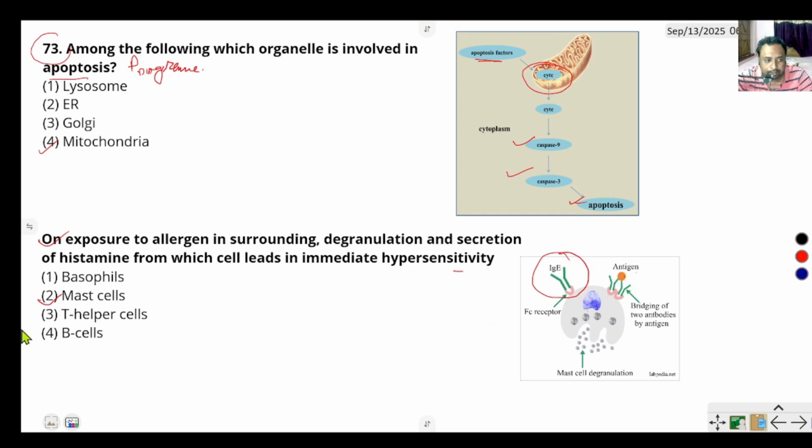Helper T cell is the cell that is required for the activation of B cell that produces antibody, and cytotoxic T cell or killer T cell. B cell means bone marrow cell, or the bursa of Fabricius cells, that produce antibody with the help of helper T cell.